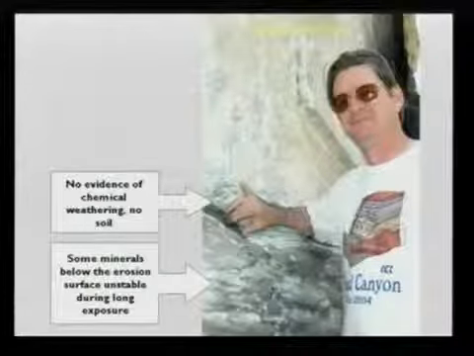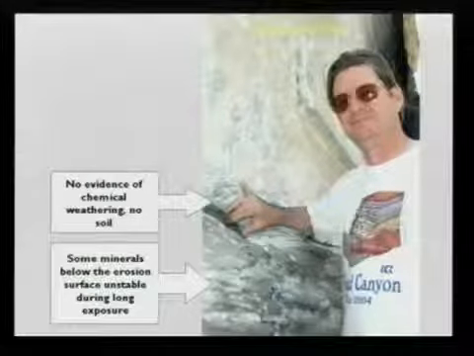However, when we study this surface close up, what we find is that the evidence of chemical weathering, soil profiles and so on is basically missing. It's not there. In fact, in some places there are minerals in the rocks directly below the erosion surface that would definitely have been unstable had they been subjected to chemical weathering during periods of long exposure. And yet they're there in a fairly pristine state.